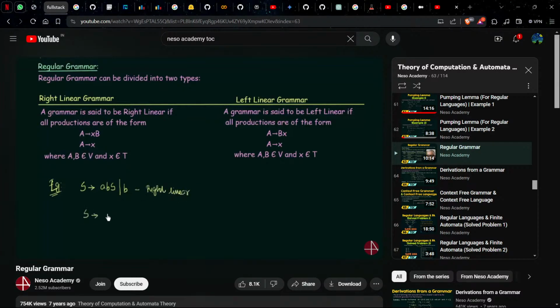Now if I have another grammar with production rules of the form S gives Sb, Sb, and also b. Here b is the terminal symbol and S is the non-terminal symbol, and we see that the non-terminal symbol S lies to the left of the terminal symbol b. So this is a left linear grammar. This is how you identify right linear grammars and left linear grammars, and this is the difference between them.